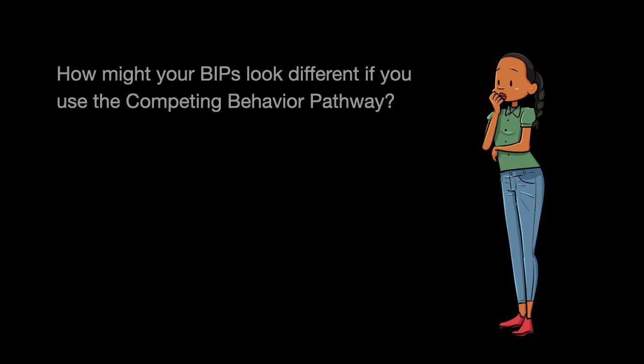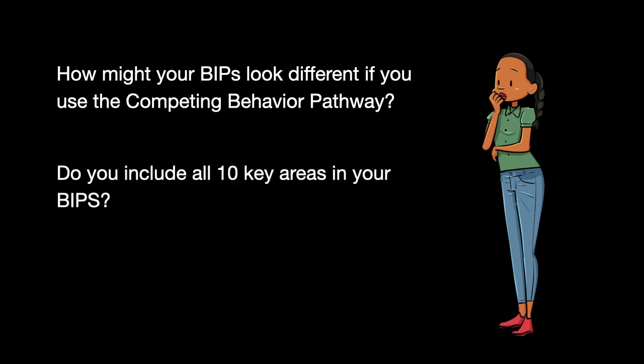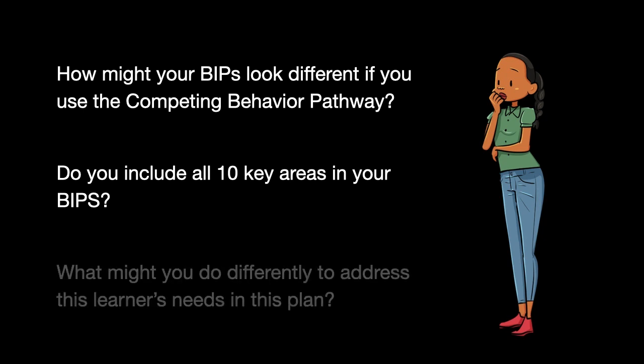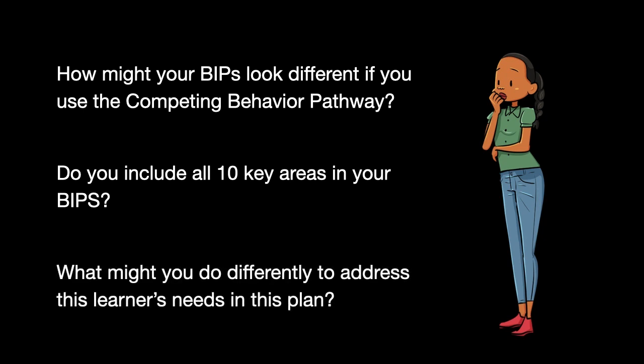While I walk through the process, think about one of your learners. How might the BIP look different if you use the competing behavior pathway to choose function-based interventions? Do the BIPs you currently write address all 10 key areas? What might you do differently to address the learner's needs in this plan?